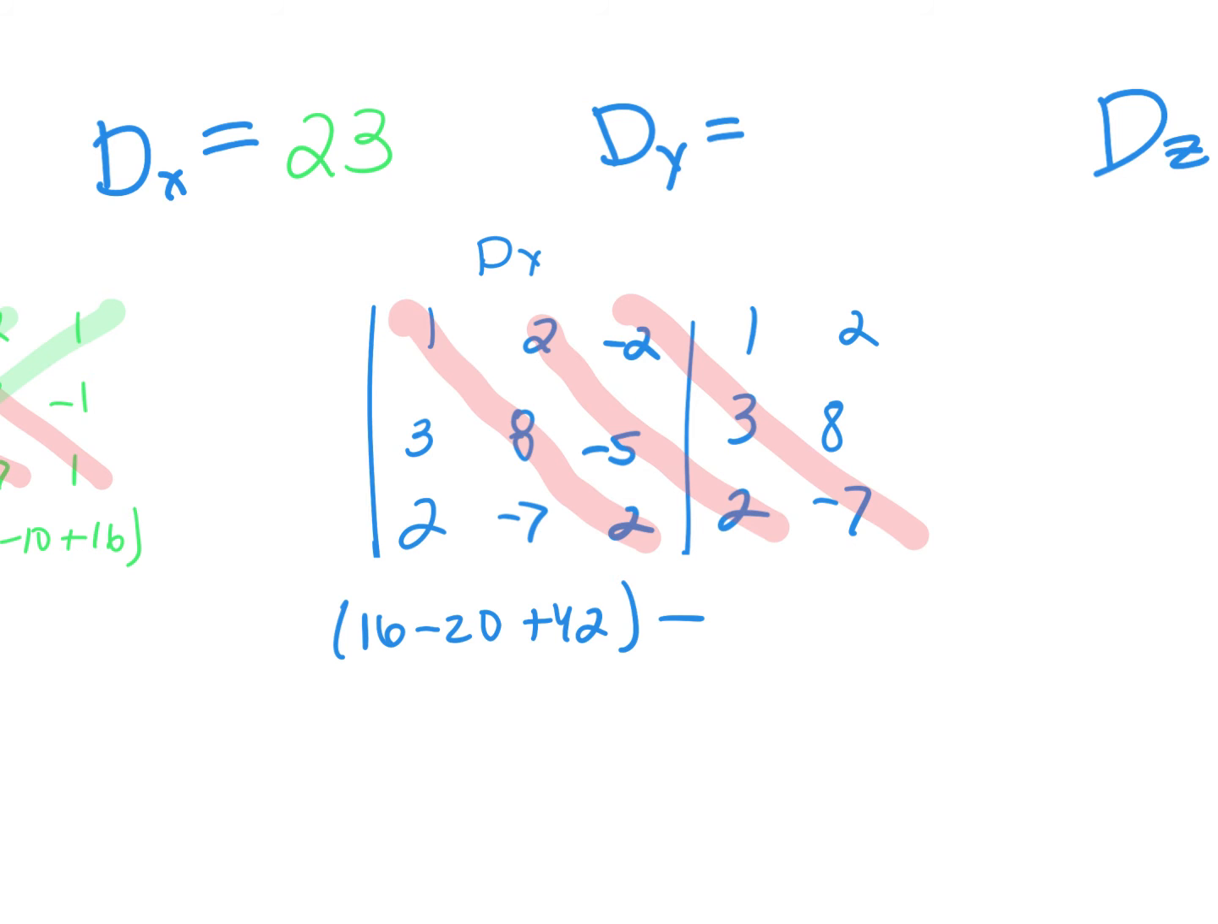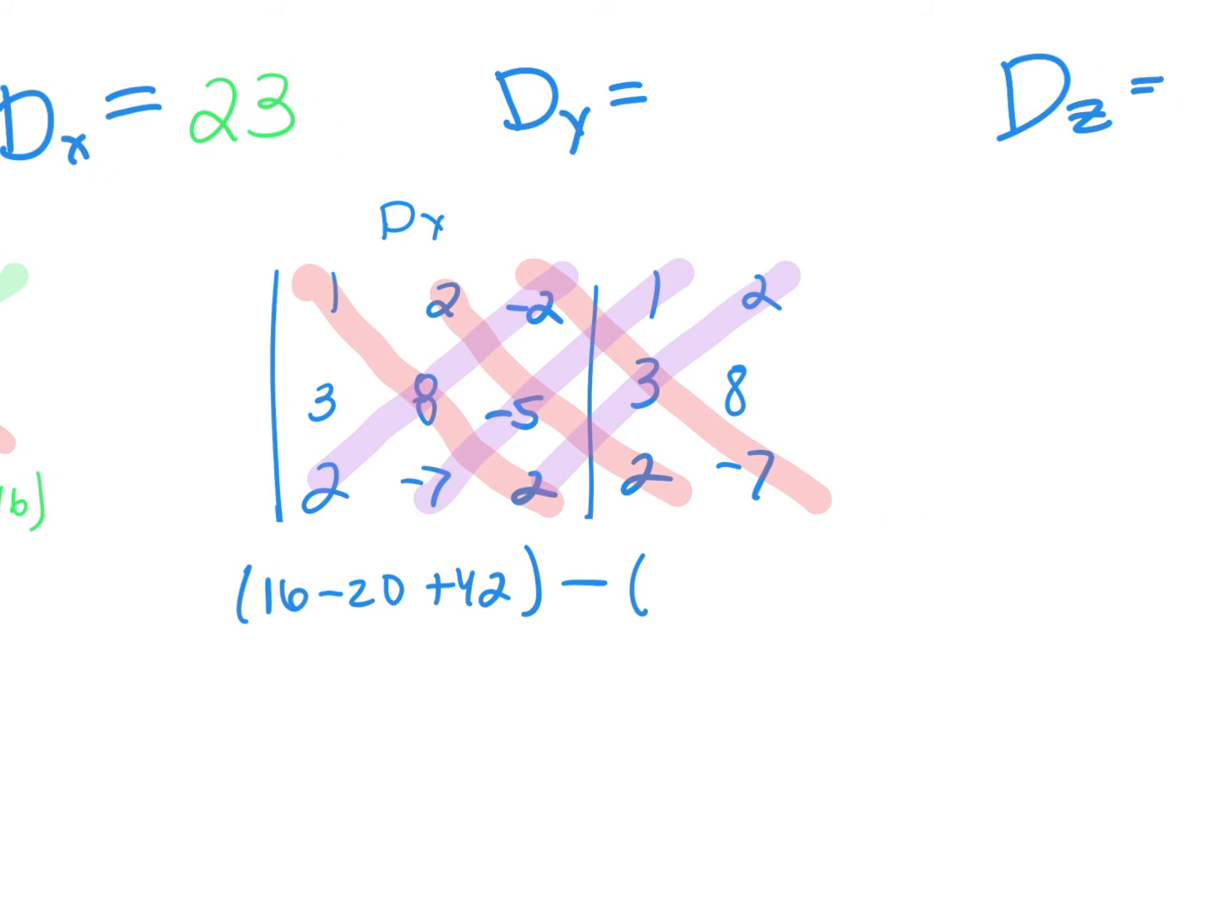Minus. So here, here, here. I have 8 times 2 times negative 2 is negative 32. Negative 7 and negative 5 is plus 35. And then 2 times 3 times 2, 12.